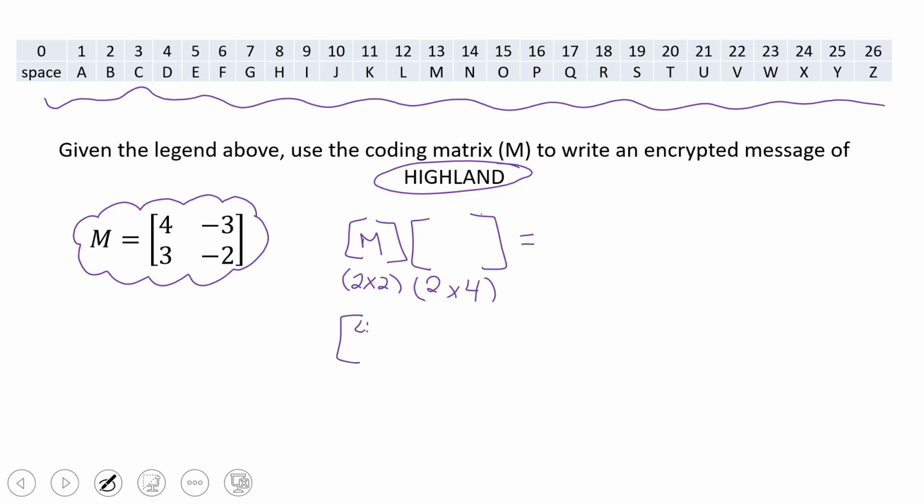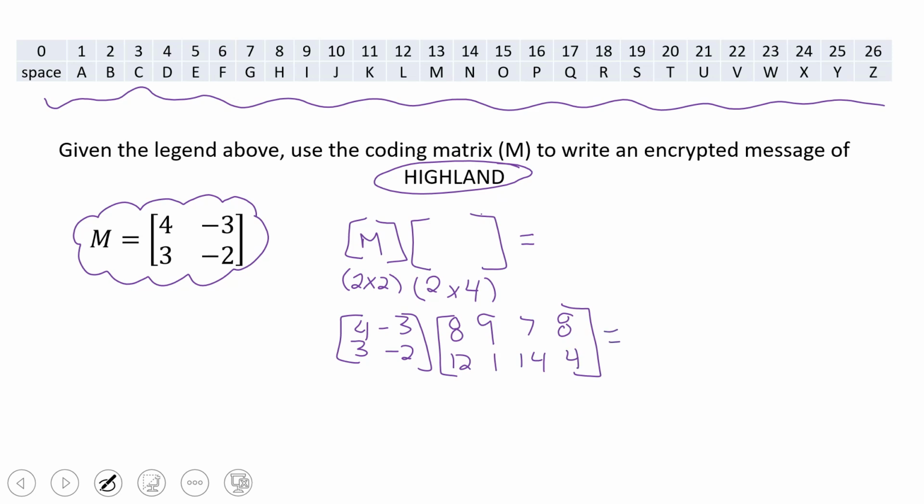So let's bring some numbers in here. So here's my key. And I'm going to create my secret message of Highland. So for the letter H, that's an 8. And then an I is a 9. G is 7. H again is 8. Now I'm just going to move to my next row. L is 12. A is 1. N is 14. And D is 4.